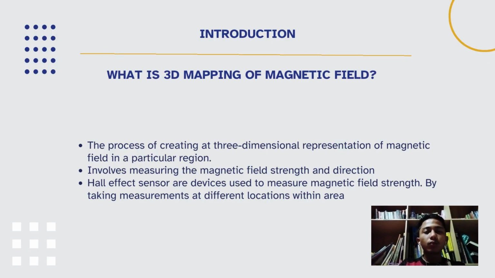For the introduction: what is 3D mapping of magnetic field? It is the process of creating a three-dimensional representation of the magnetic field in a particular region. It involves measuring the magnetic field strength and direction, and Hall effect sensors are devices used to measure the magnetic field strength by taking measurements at different locations within an area.